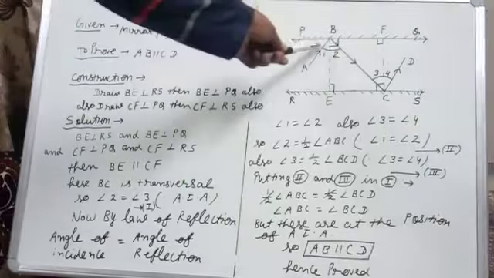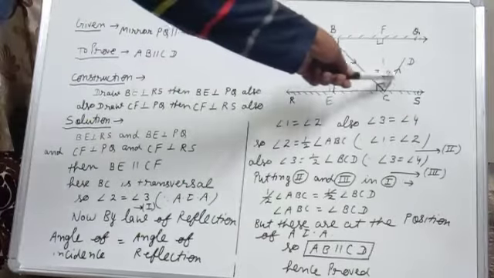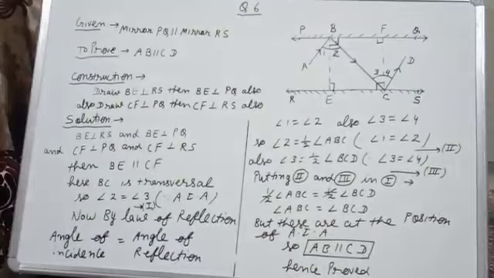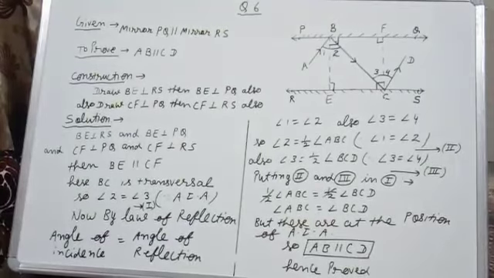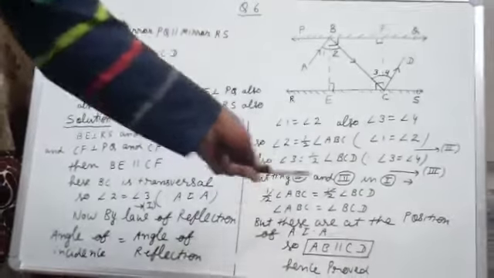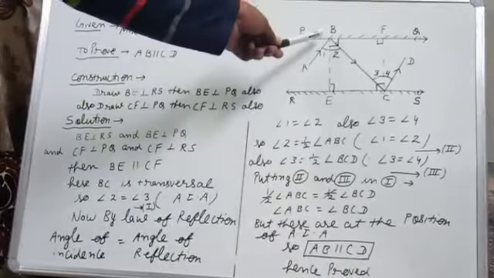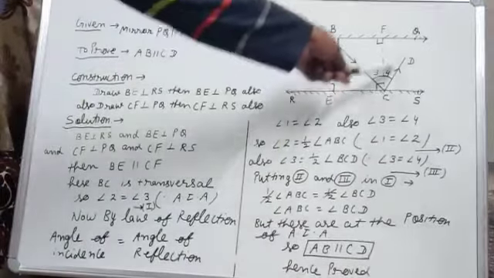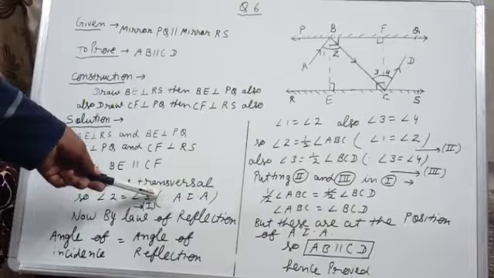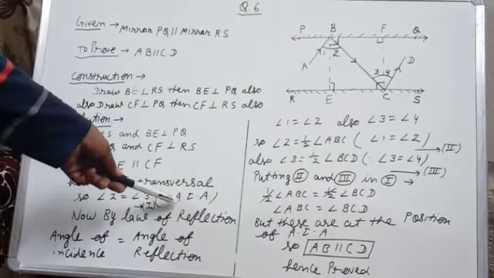If you see here, this is angle ABC and this is angle BCD, and these are actually at the position of alternate interior angles. It means AB is parallel to CD. Hence proved.